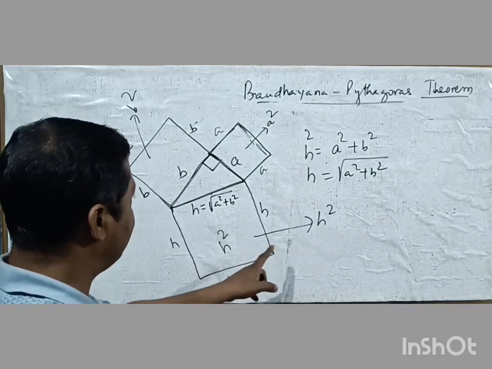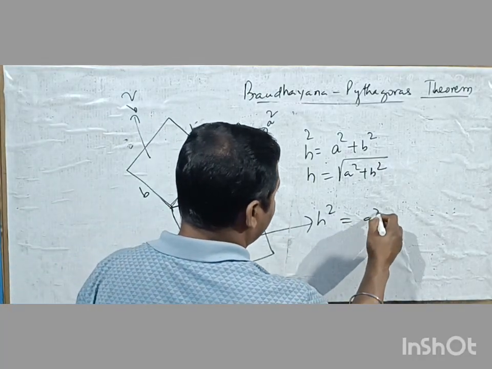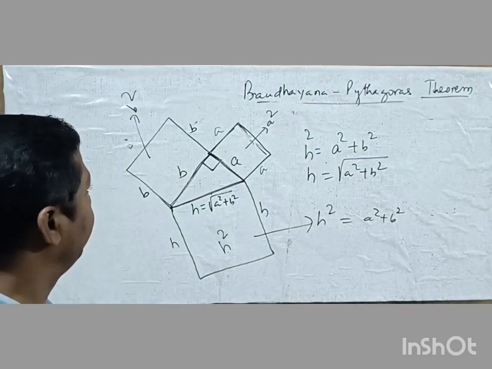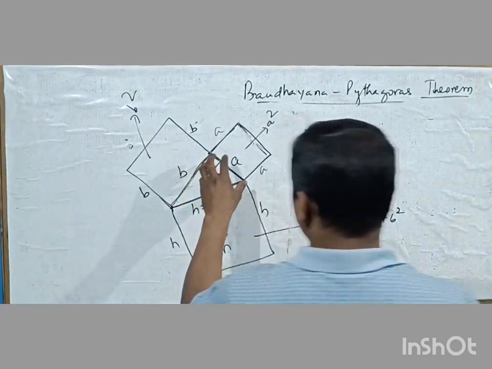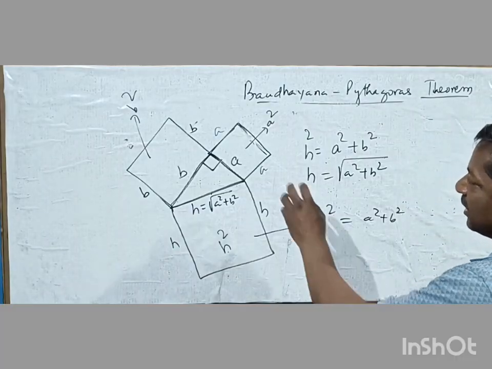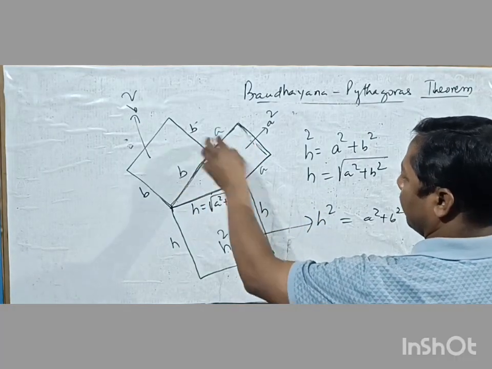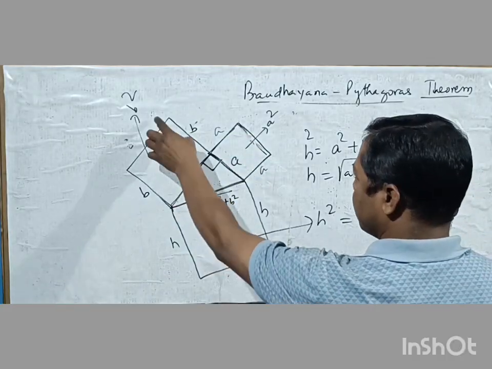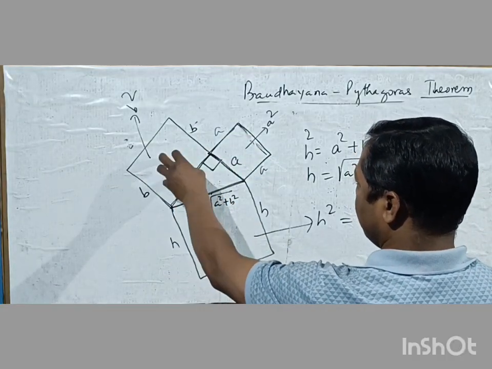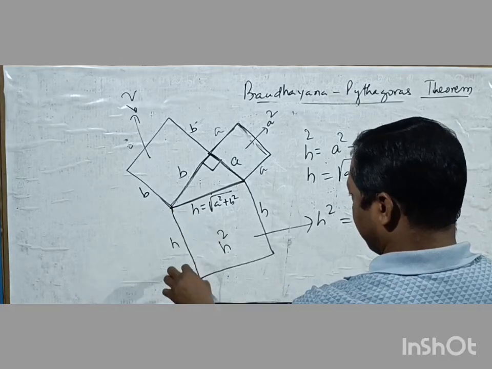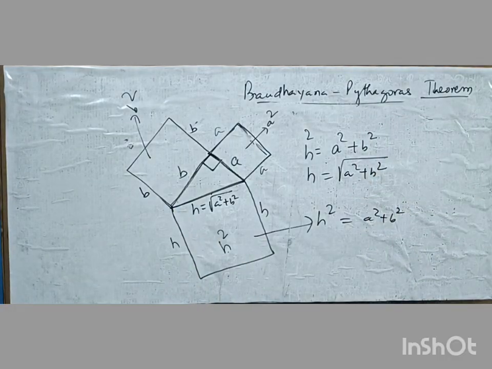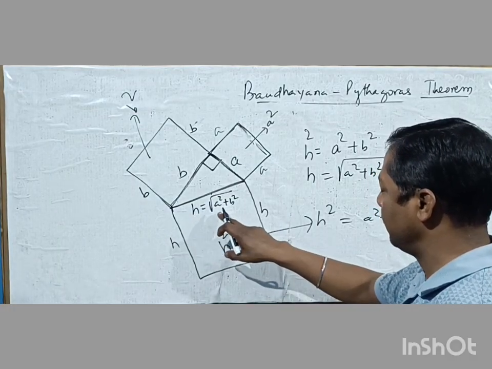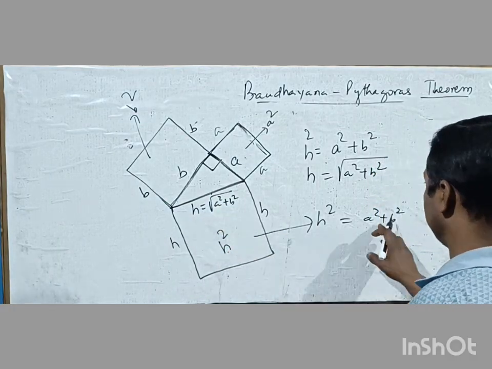So what is the value of H square? A square plus B square. If I take the sum of these two squares, A square means this area and B square means this area. If they combine, I will get this area. To get this area, the hypotenuse will be the square of this one, that means A square plus B square.